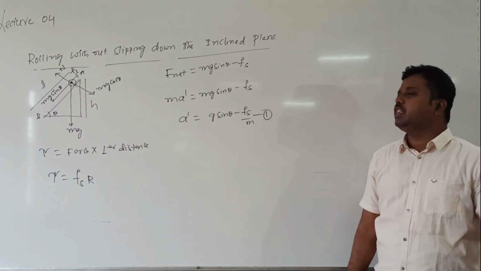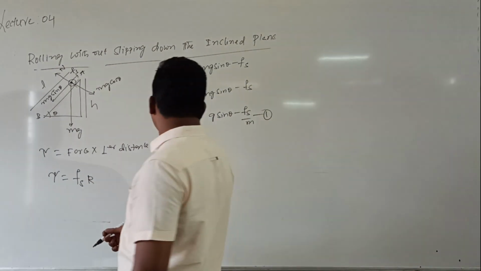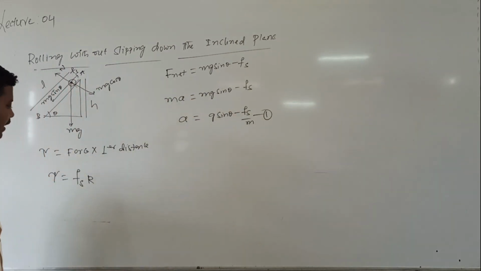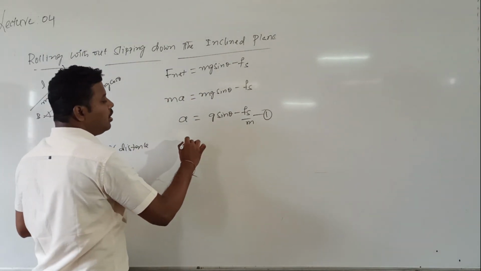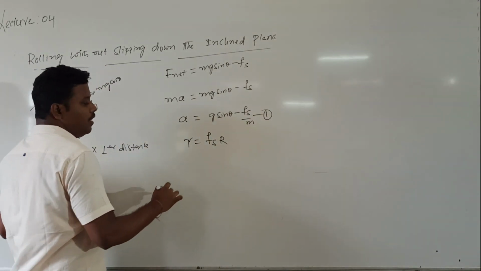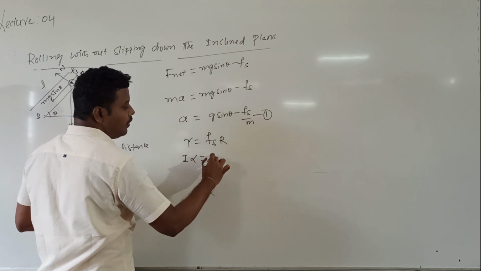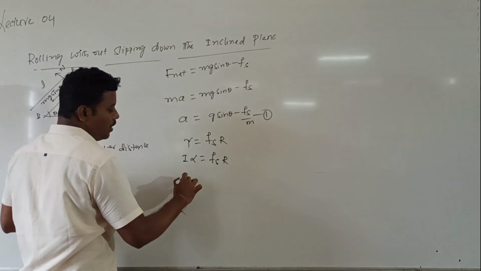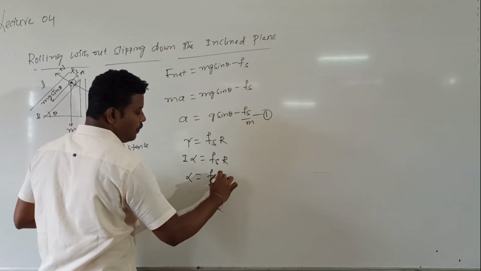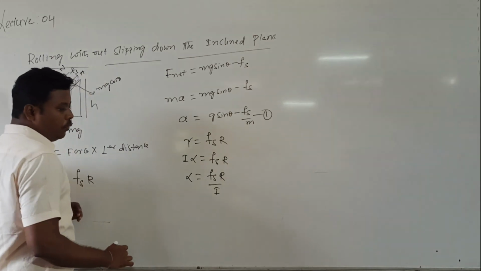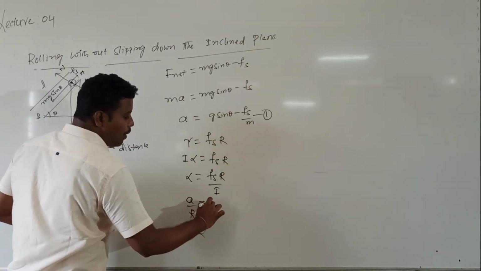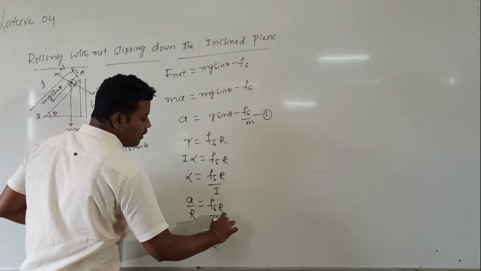So what is equation 1? It is the acceleration with which the body is sliding down. This one I will call as a only. Then this is the value of a. Now you see what is the torque we got? Tau is equal to Fs into R. Correct? But we know tau is equal to I alpha. So I alpha is equal to Fs into R. So alpha is equal to Fs into R divided by I. We know a is equal to R into alpha, so alpha is equal to a by R. So a by R is equal to Fs into R divided by I.